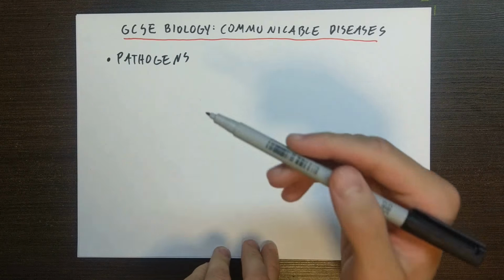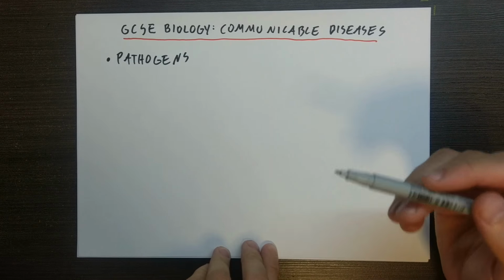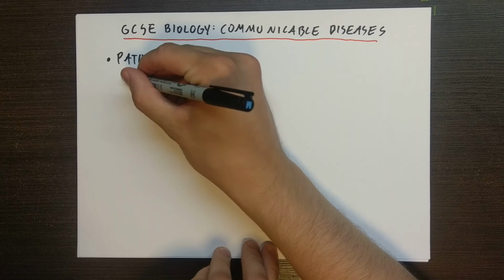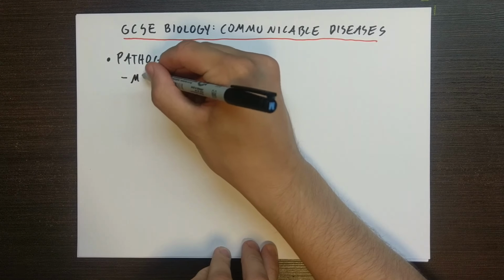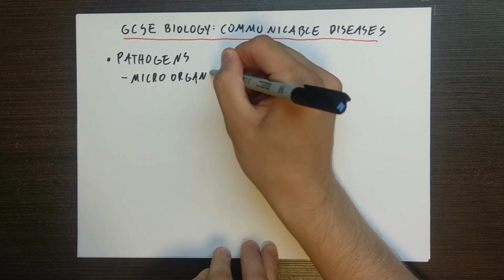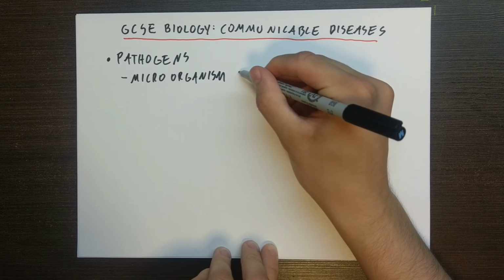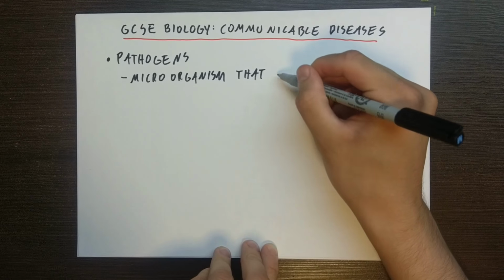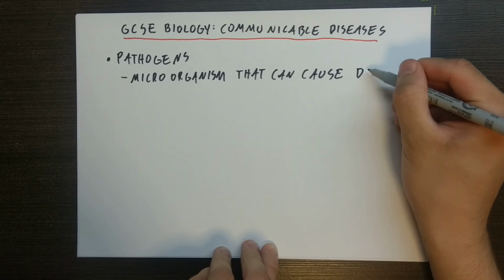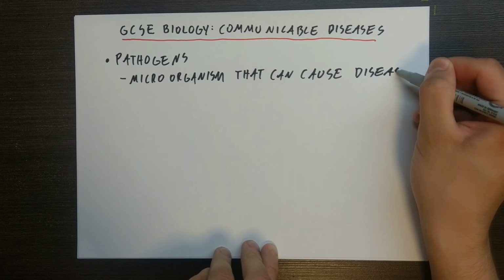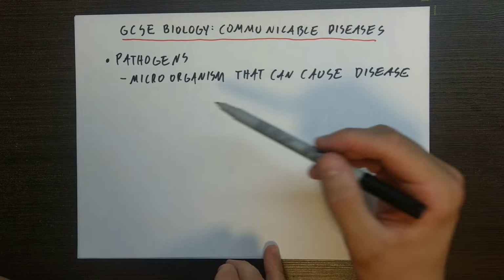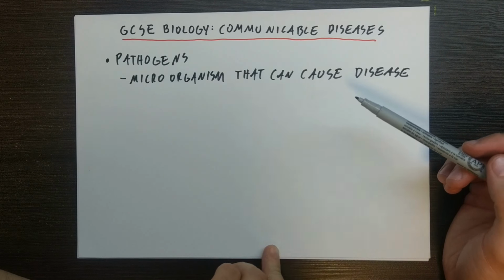Now, what is a pathogen? A pathogen is a microorganism that can cause a disease. I'm going to put that down for you here: organism that can cause disease. This is quite an important definition, which is why I wrote it down here for you.